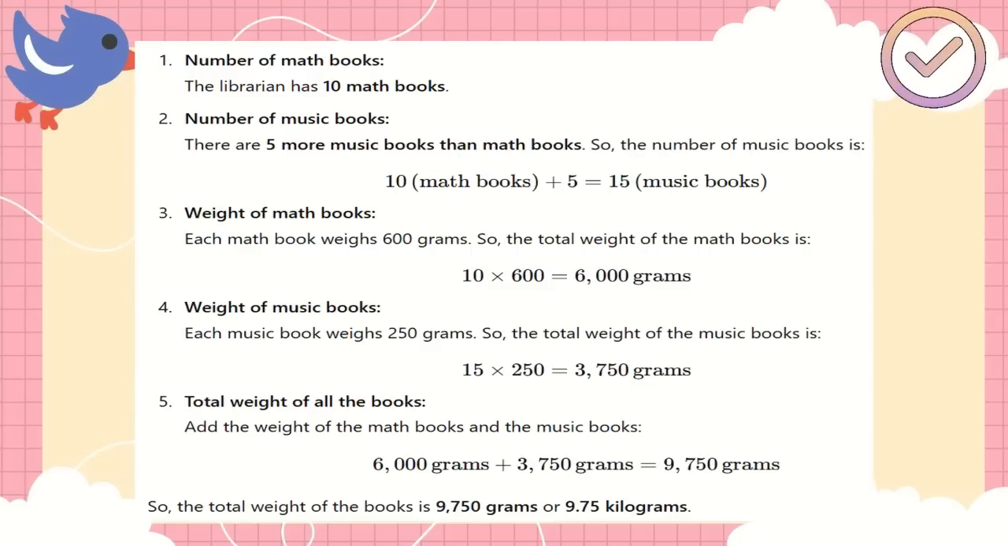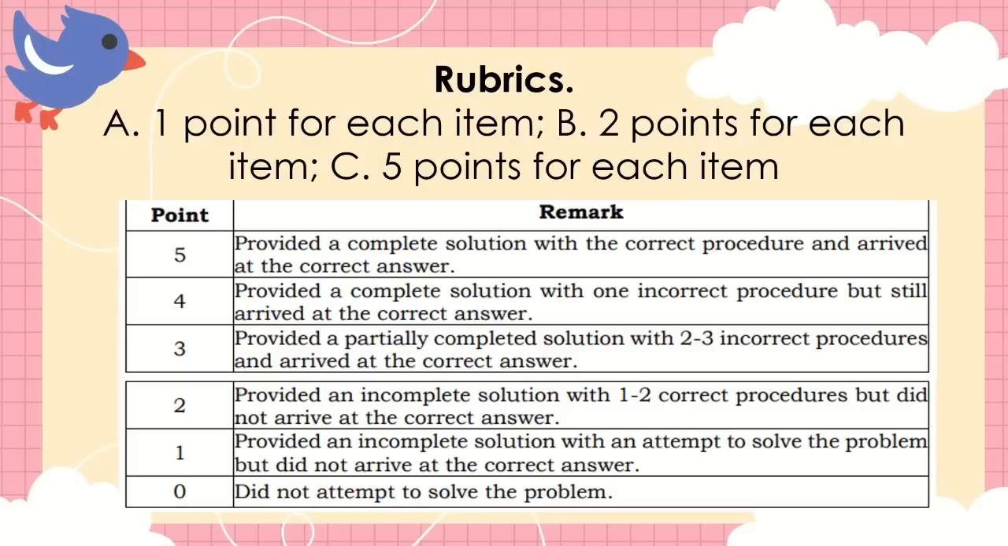Here is the right answer. The total weight of the books is 9,750 grams or 9.75 kilograms. Here is the rubric. 1 point for each item, 2 points for each item, and 5 points for each item.